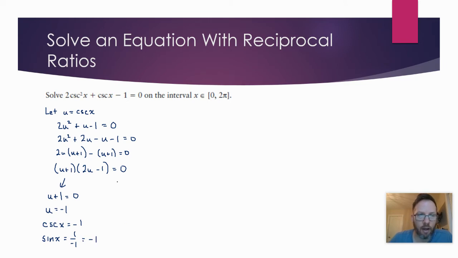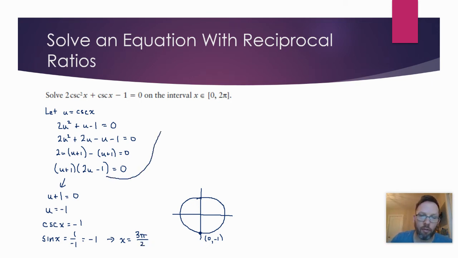I don't think I gave myself a second slide. I didn't. So I'll just do this work down the bottom here and then make room up at the top. So when is sine x negative 1? When is the y value on the unit circle negative 1? Down here. So we get one solution from this branch, 270 degrees, or 3 pi by 2.